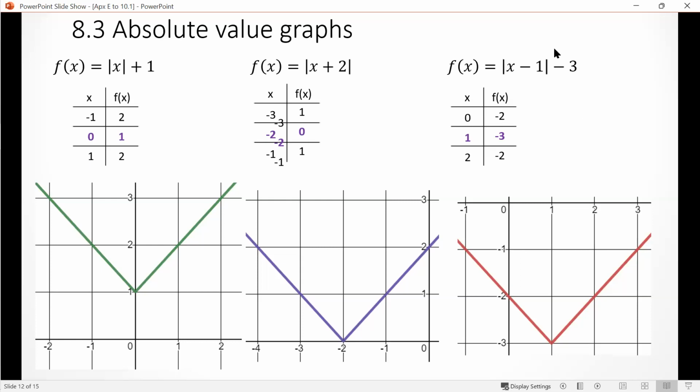So notice that this -3 has shifted everything down by 3 points. So our lowest point when x is 1 is at -3 because of this -3 on the outside of our absolute value. But the -1 on the inside of our absolute value has shifted us to the right one in the positive direction by 1, because we had to pick x as a positive 1 to compensate for that -1. Okay.